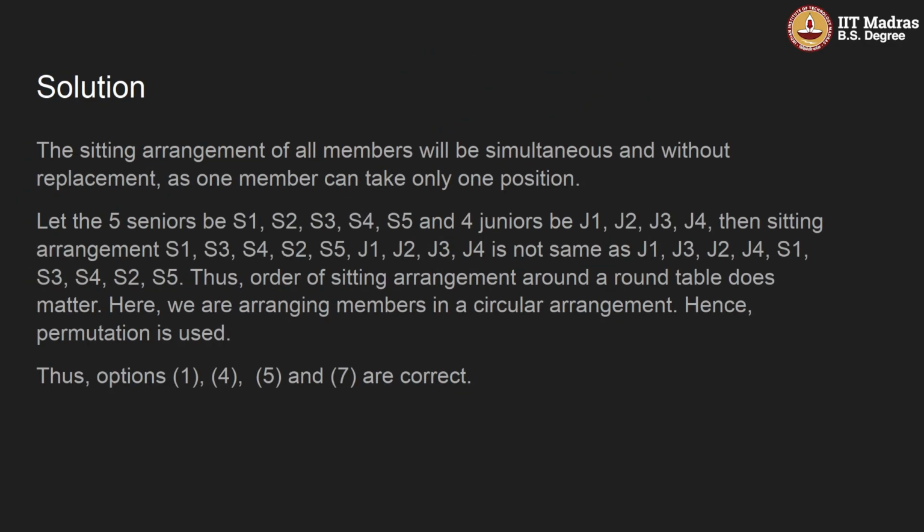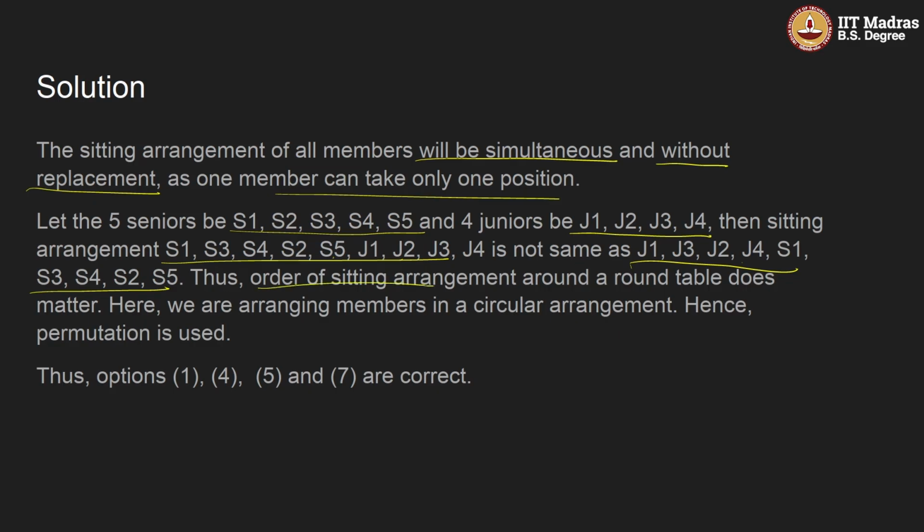So let's look into the solution here. The sitting arrangement of all the members will be simultaneous and without replacement. Okay, that is, one member can take only one position, right? So option 1 and option 4 are correct. Then let the 5 seniors be S1, S2, S3, S4, S5, and the 4 juniors be J1, J2, J3, and J4. Okay. Then the seating arrangement, this is different from this, correct. Here we have the seniors first, then the juniors. Here we have the juniors first, then the seniors. So here the seating arrangements are different.